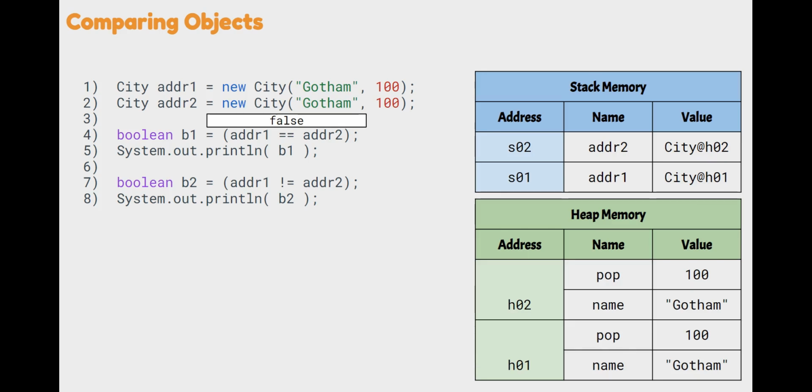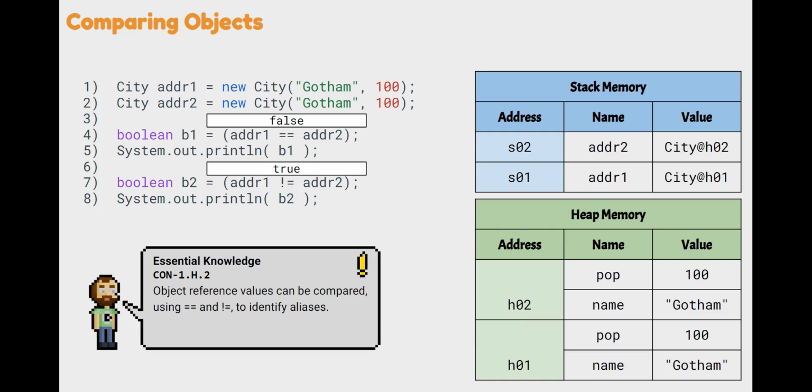On line 7, we are declaring a Boolean value named B2. We are assigning it the evaluated value of the Boolean expression on the right-hand side, where we ask address 1 not equal to address 2. Again, address 1 is the actual address city at H01. We're asking if that is not equal to address 2, which holds the actual address city at H02. Those do not equal each other. That will evaluate out to true, and B2 will hold true.